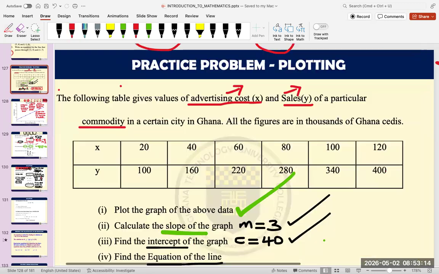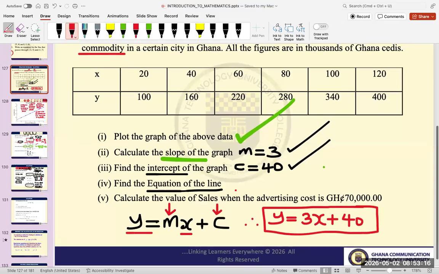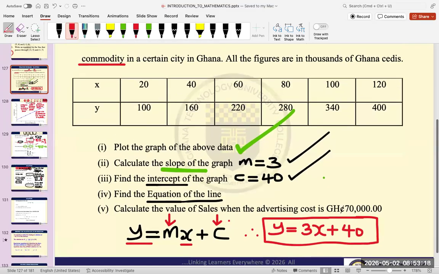But in our question, we were asked that assuming you are going to spend 70,000 on advertising cost, what will be the sales, y? In other words, assuming you are not going to spend 60, 80, 100, 120, but you are going to spend 70. So the 70 is here.